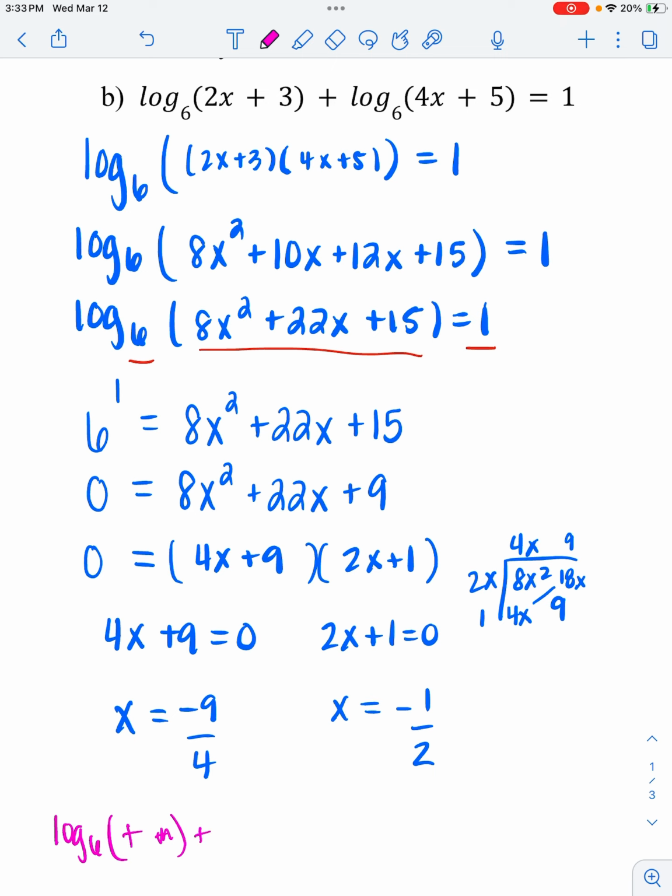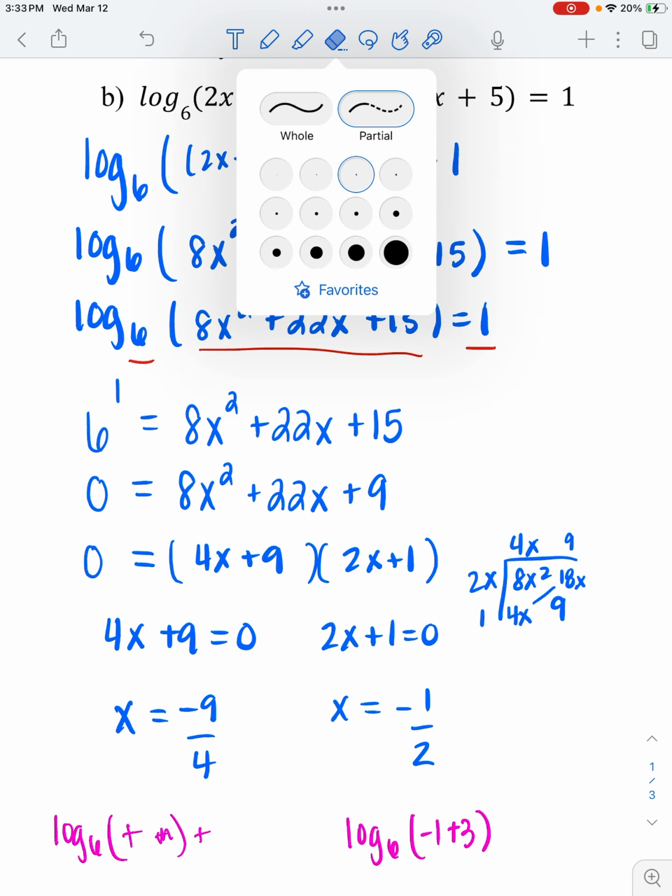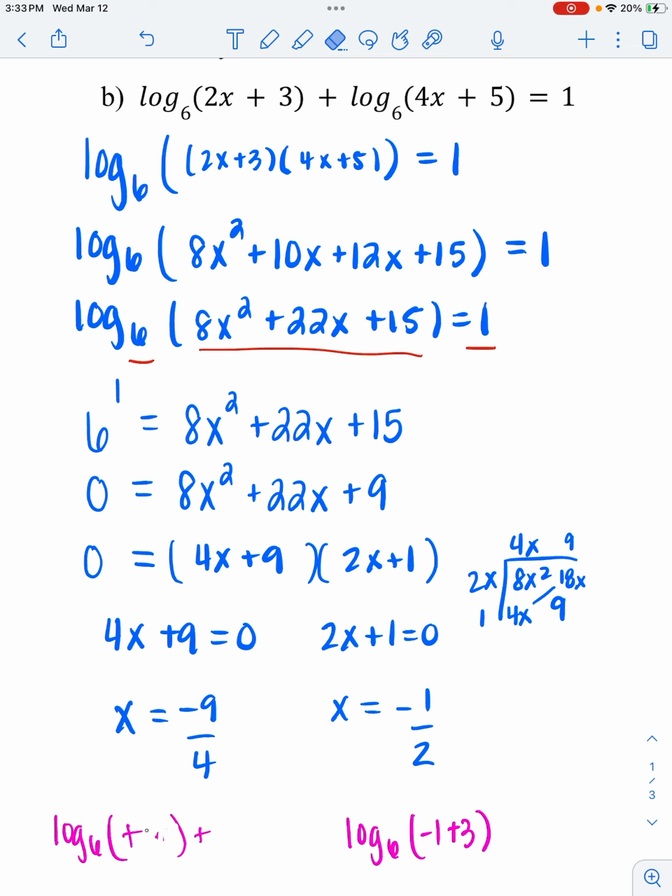Then, same thing. But when you do the negative 1/2, when you do log base 6, 2 times negative 1/2 is negative 1 plus 3. Okay. Oh, I said the wrong thing over here, by the way. This ends up not working. Sorry. This is a negative. Negative, so this won't work.